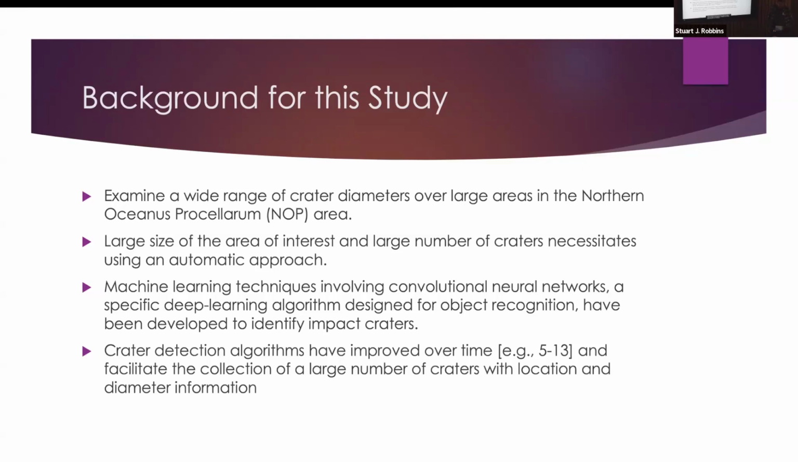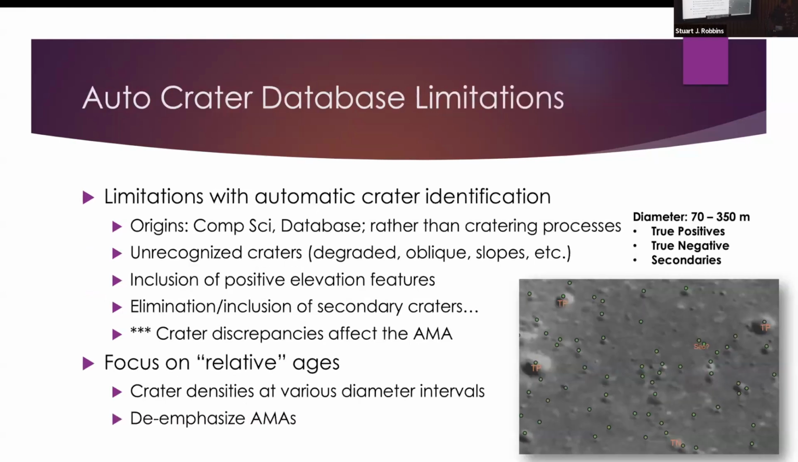Over the past decade or so, convolutional neural networks have been developed with deep learning algorithms that do object recognition and identify impact craters specifically. These algorithms have improved over time, and we just saw two talks ago where further improvements were made over past algorithms. But it seems there are still limitations. We are going to run into these kinds of things.